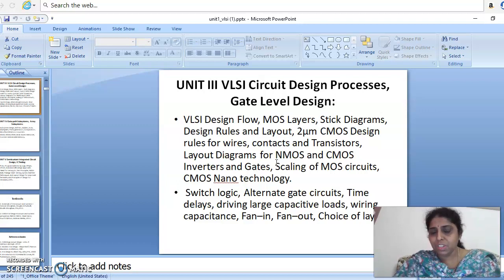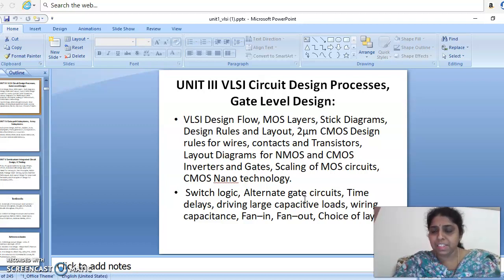So those we will discuss under the switch logic. Under the alternate gate circuits, what are the other gate circuits other than whatever we know? Like other than CMOS, there will be pseudo NMOS, dynamic CMOS, domino CMOS, different alternate gate circuits. So all those we will discuss.